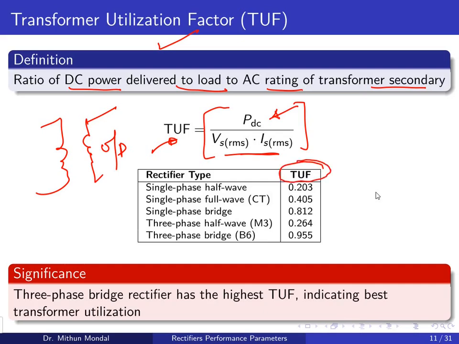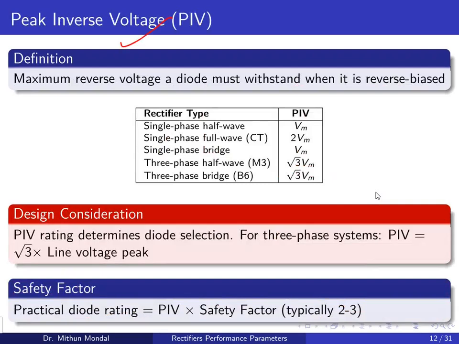For the transformer utilization factor, the best we get is for the three phase bridge rectifier, and the poorest is for the single phase half wave rectifier. So the significance is that the three phase bridge rectifier has the highest transformer utilization factor, indicating the best transformer utilization.